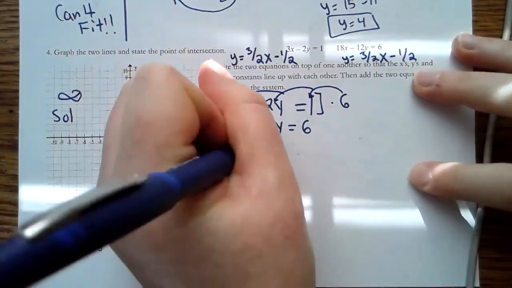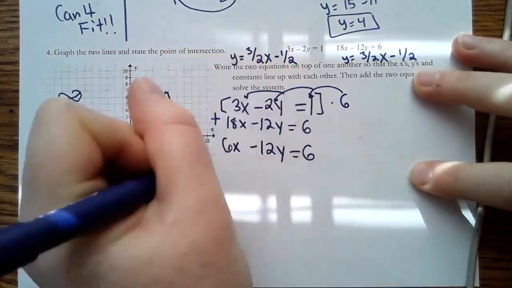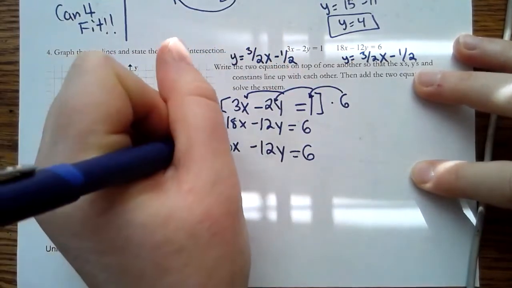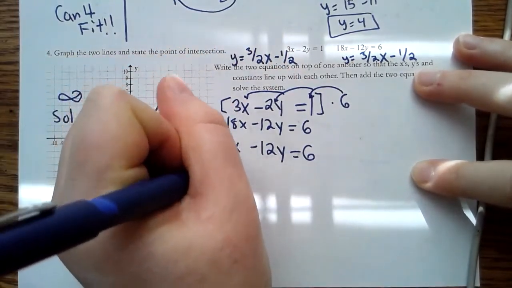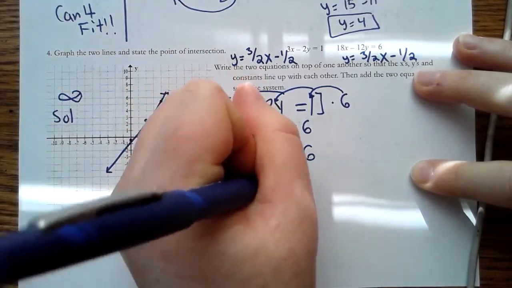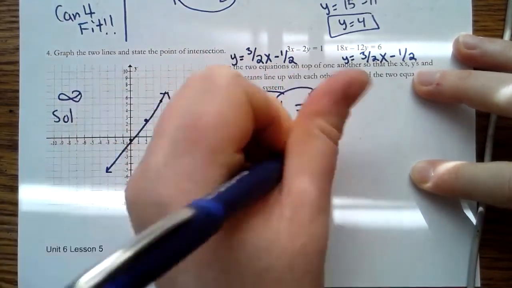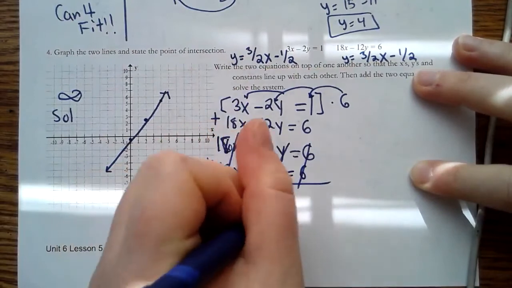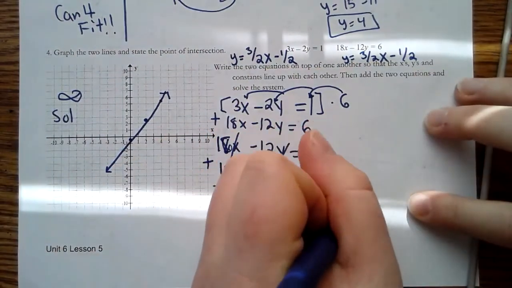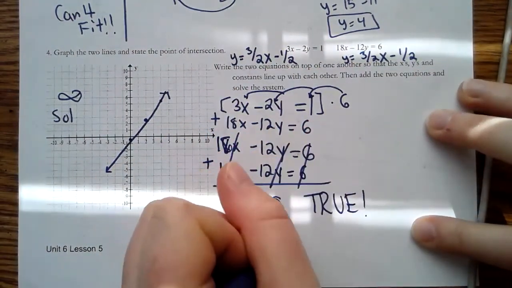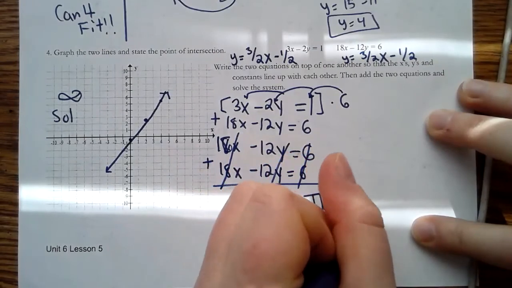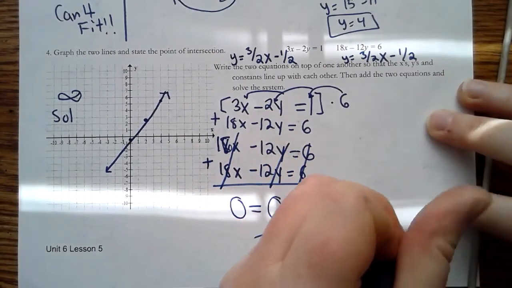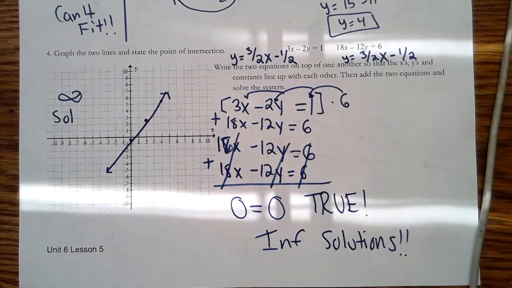I get 6x minus 12y equals 6 plus 18x minus 12y equals 6. Look, everything eliminates. 0 equals 0. True. Infinite solutions. So with elimination, you can have infinite solutions as well, and you can have no solutions as well.